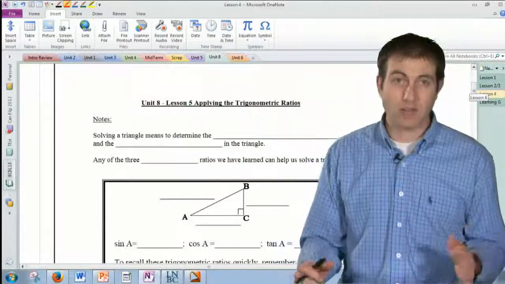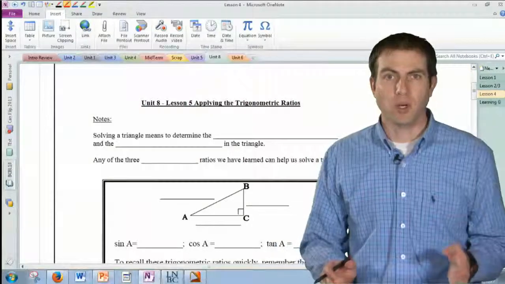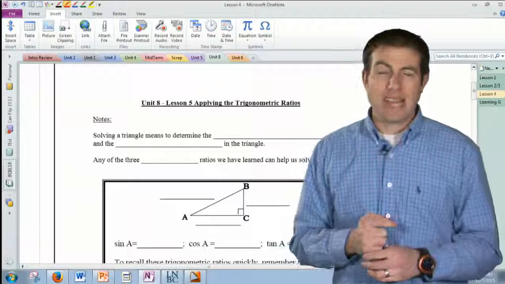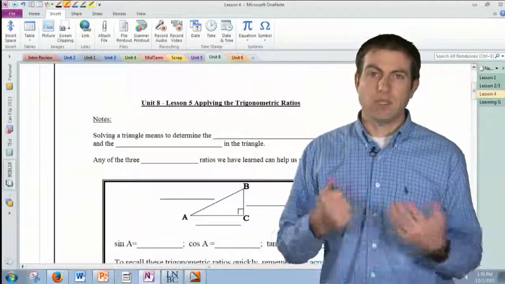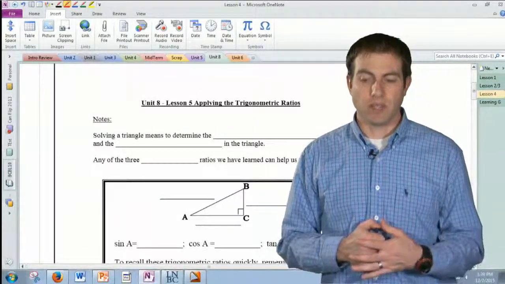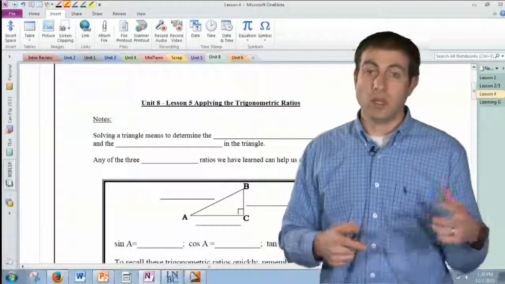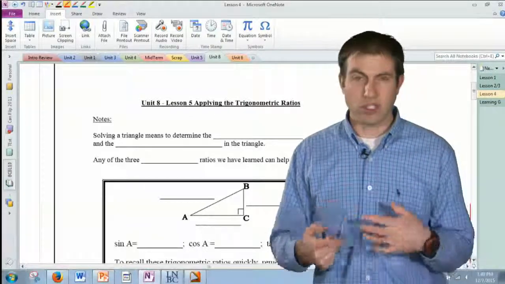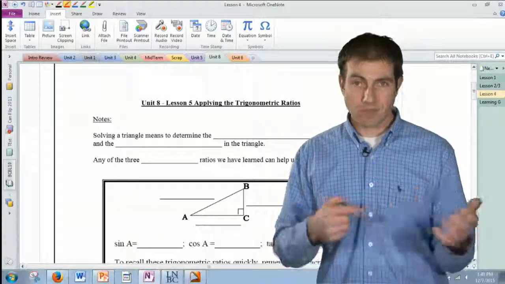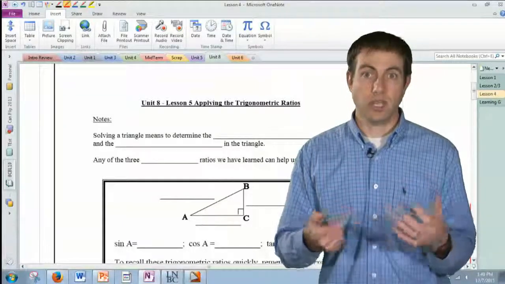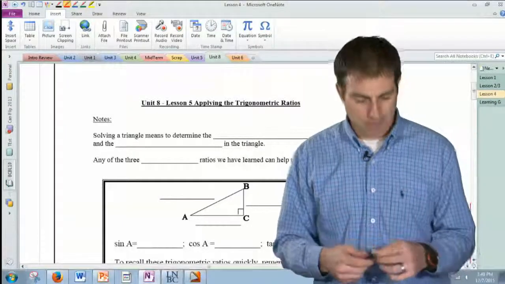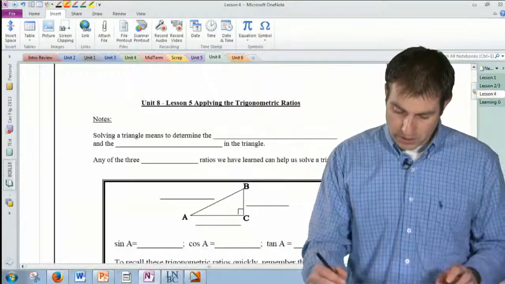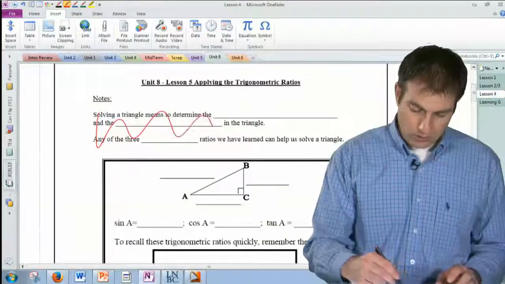It says lesson 5, but remember we did cosine and sine as one lesson, so we kind of put those together. This last section is just basically problems involving these 3 trig ratios. Generally speaking, you'll be dealing with 2 triangles. You have some sort of shared side that will make yourself able to solve them using that shared side.